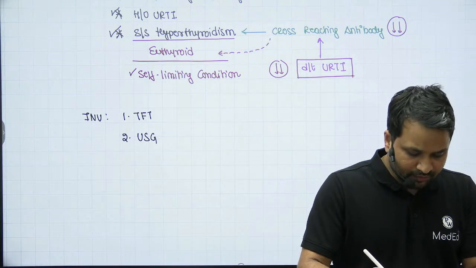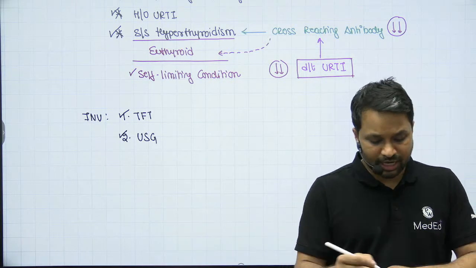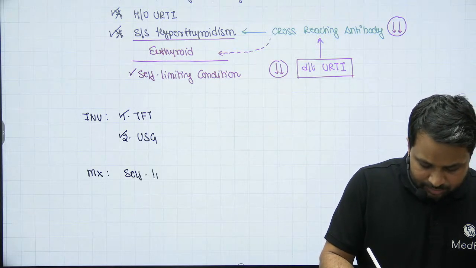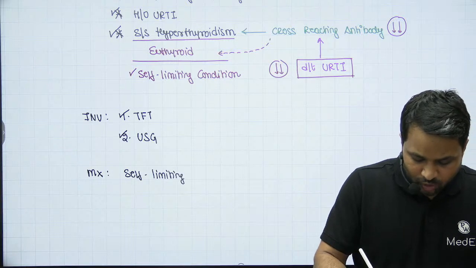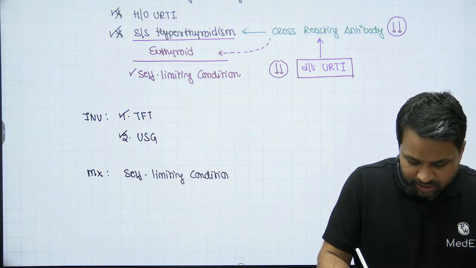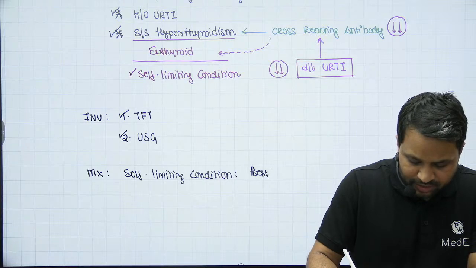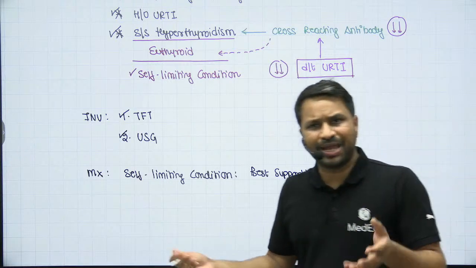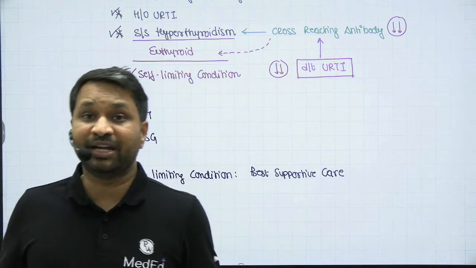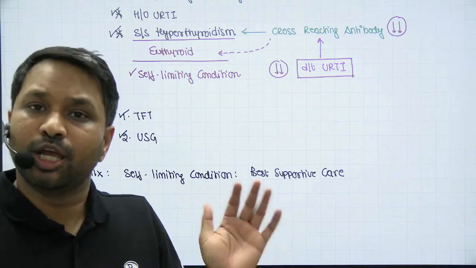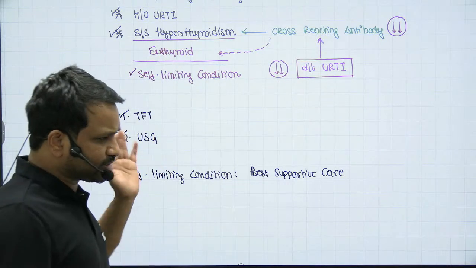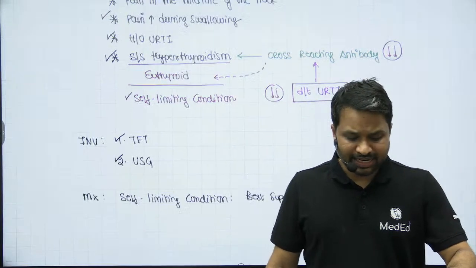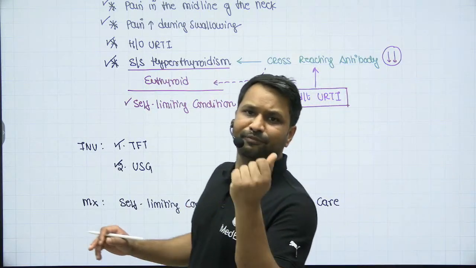All that you have to do is a thyroid function test and an ultrasound, and see a uniform or diffuse enlargement of the gland. Once you know it is De Quervain thyroiditis, it is a self-limiting condition, so do not do anything. All that you have to do is give the best supportive care. For pain, you can give analgesia. You can give anti-inflammatory drugs. If it is a severe form of inflammation, you can also give steroids. Otherwise it usually responds well. The prognosis is good. You don't need to really worry about it. It's a self-limiting condition, so all that you have to do is give best supportive care.